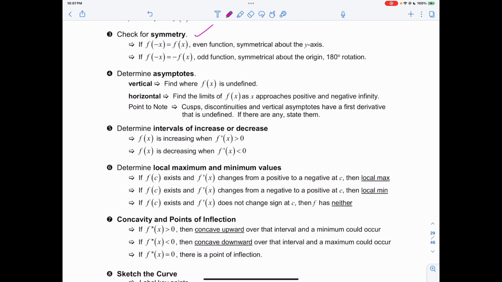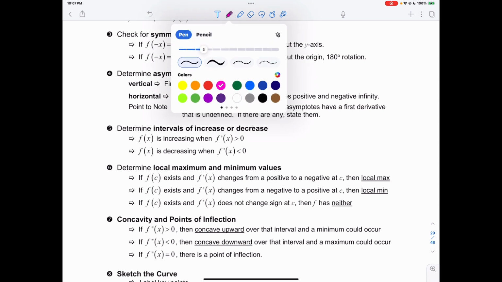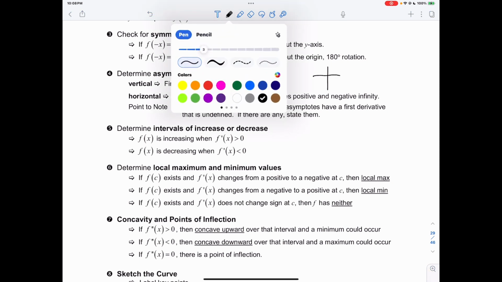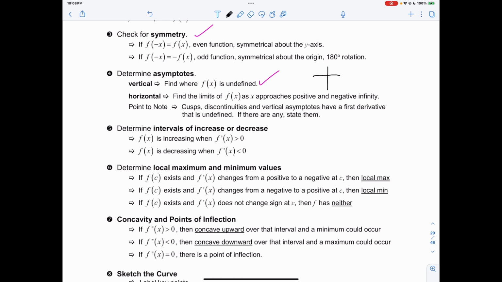You need to determine the asymptotes. The vertical asymptotes are where f of x is undefined. Horizontal asymptotes, we're looking for what is happening as x approaches positive or negative infinity. Remember, we have seen cases where y can equal the asymptote, but what's going to happen is it's going to pass through the asymptote and then come back and approach it on the other side. So it's not just when f of x is undefined.